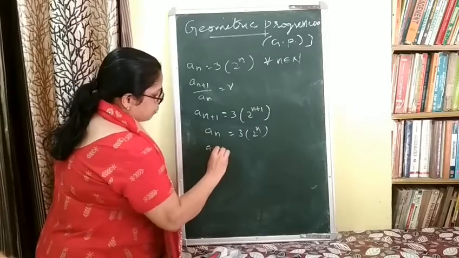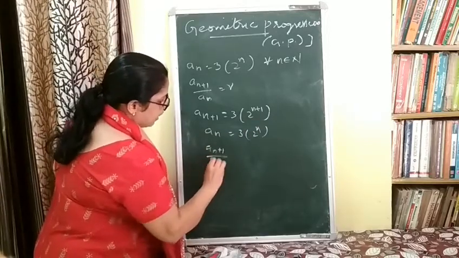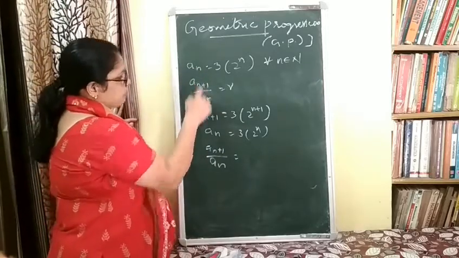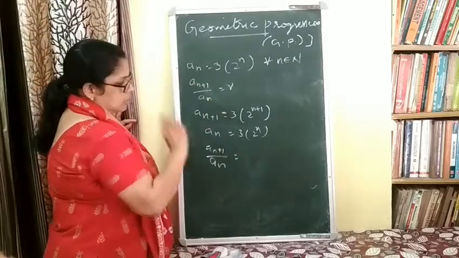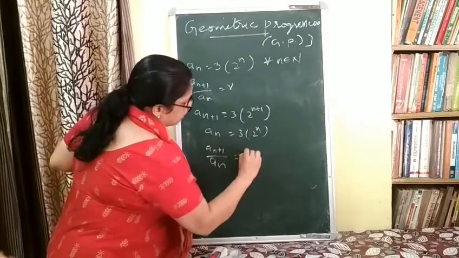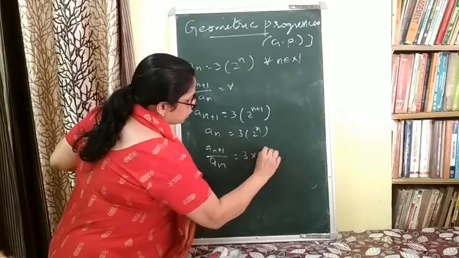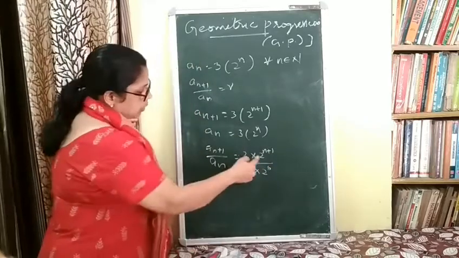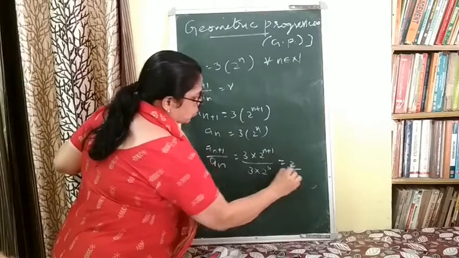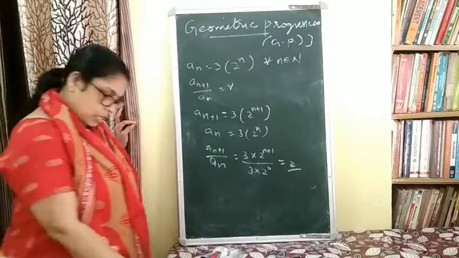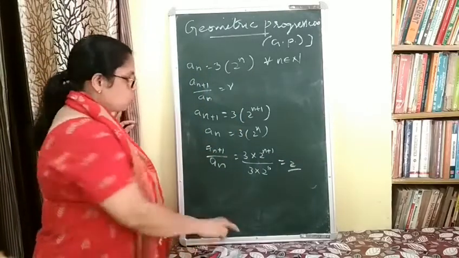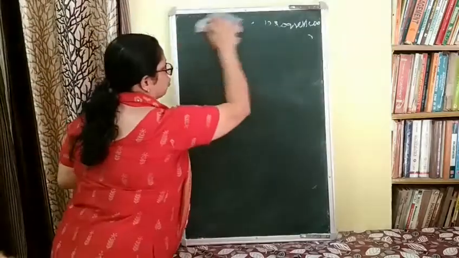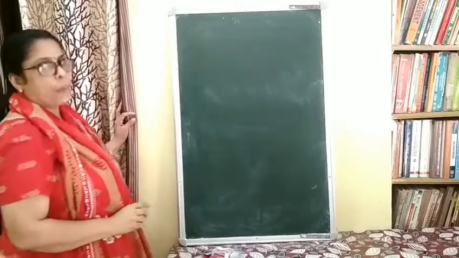Now a(n plus 1) by an is equal to, what did we do? First of all, replace n by n plus 1 and again put an as it is. Now by simplification, 3 into 2 raised to power n plus 1 upon 3 into 2 raised to power n. 3 into 2 raised to power n are getting cancelled, you get 2. In this way you can find the common ratio. There are a number of questions; you have to do the remaining questions by yourself. At least you have to go through each and every question since it is a new topic for you.